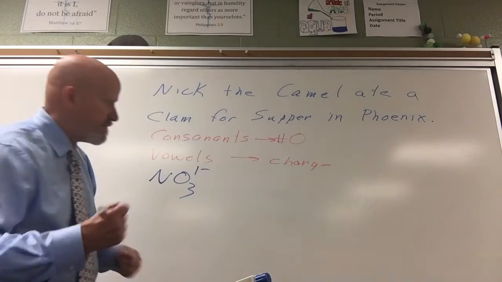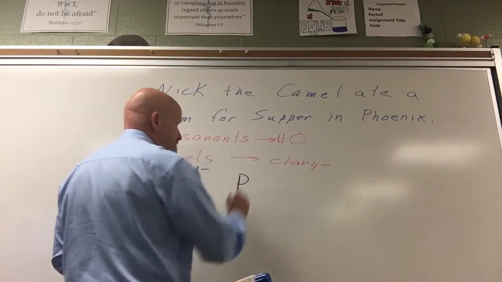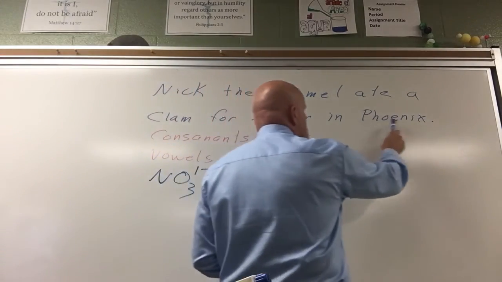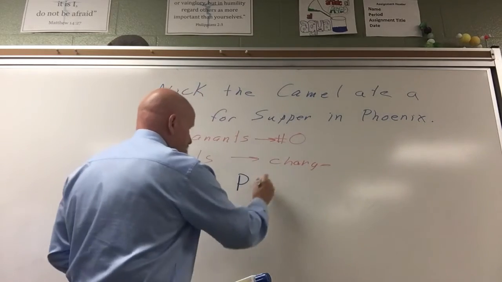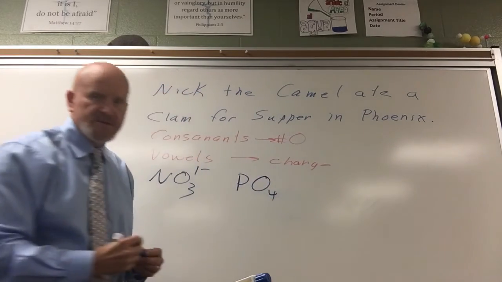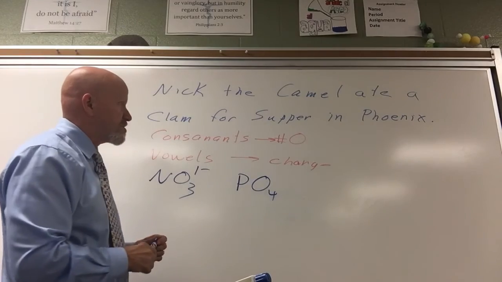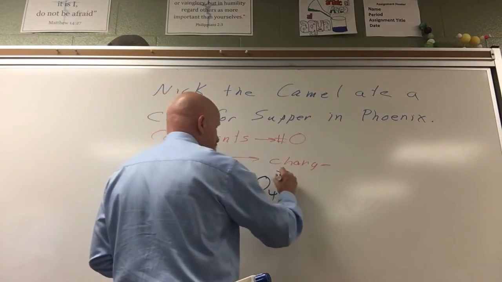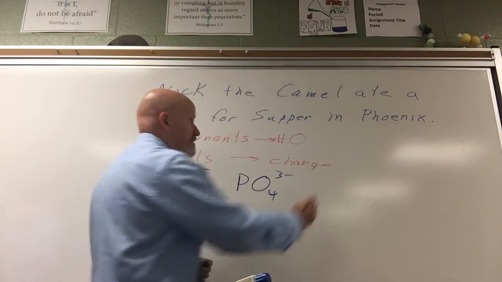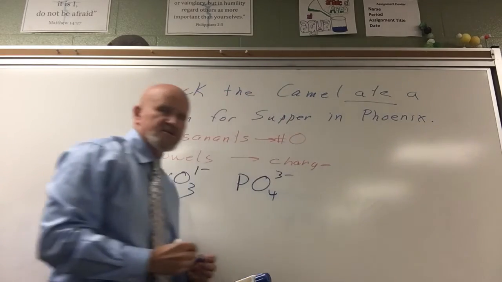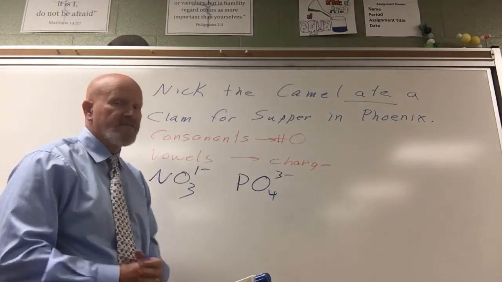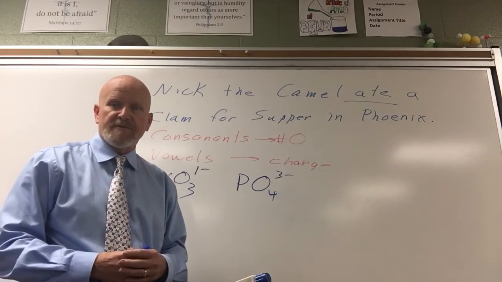Phoenix. All right, Phoenix, phosphorus. How many consonants in Phoenix? 1, 2, 3, 4. So that means it's got 4 oxygens. Okay. What's its charge? Well, it's got 1, 2, 3 vowels. That means it's got a -3 charge. And the reason we have the word "ate" in there is to let you know that these polyatomic ions, the name always ends in "ate." So this would be phosphate. So that's how that stuff works.